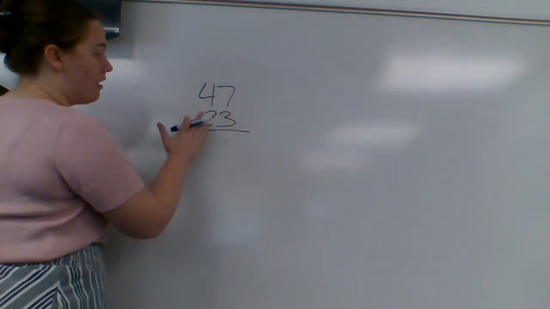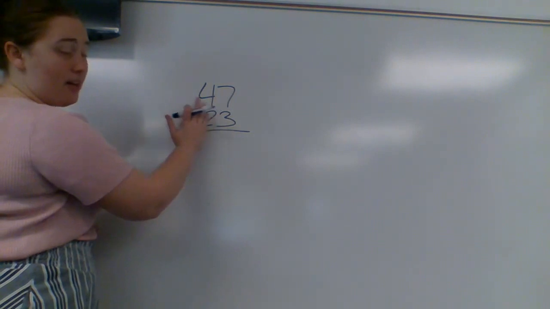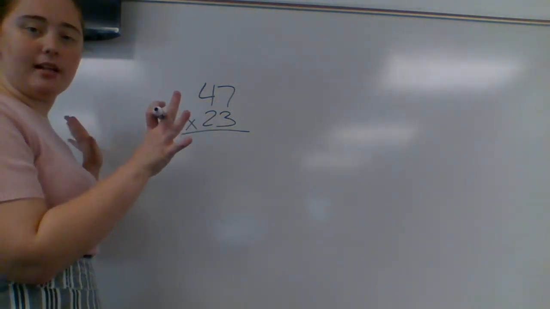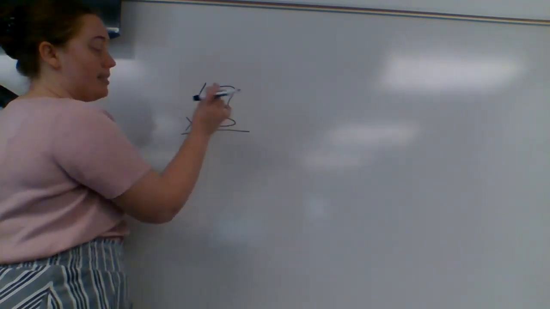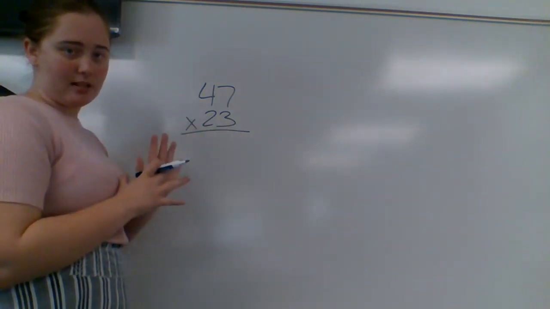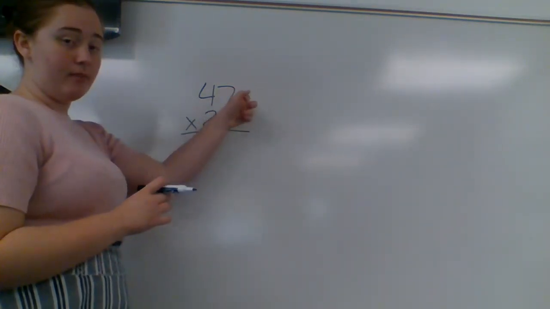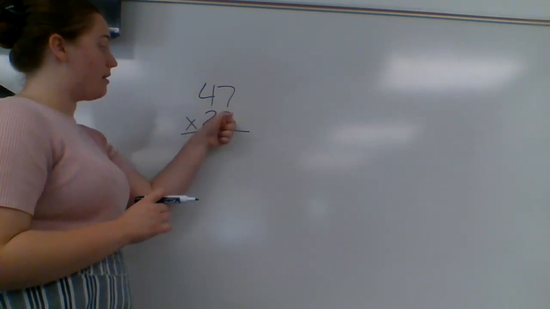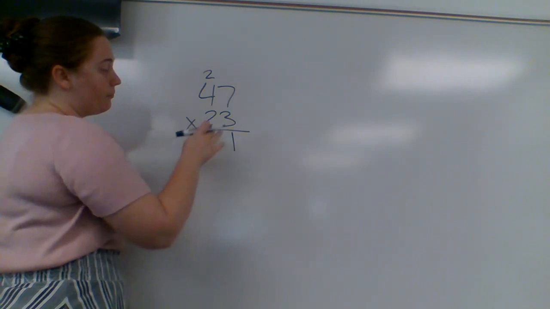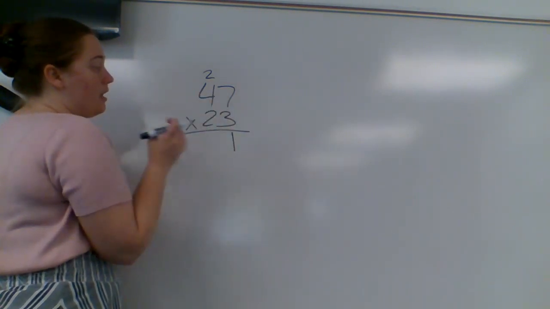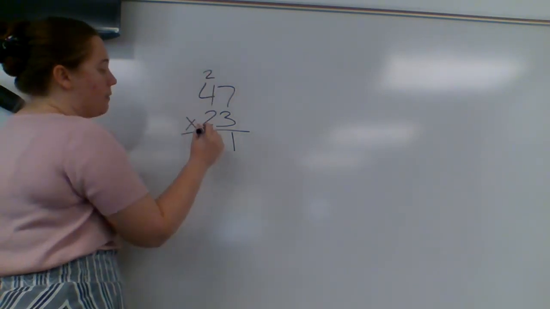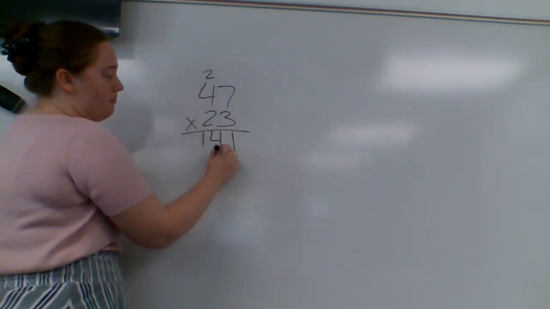We have this 47 times 23. Take that 2. I want you to just use your imagination and pretend like it's gone now. And we just have this 47 times 3. Now we're not going to do 47 times 3, we'll break it down into little pieces first. We're going to do 3 times 7, and then 3 times 4. So let's go ahead and do that. 3 times 7 is 21. 3 times 4 is 12. Plus that 2 up there is 14.